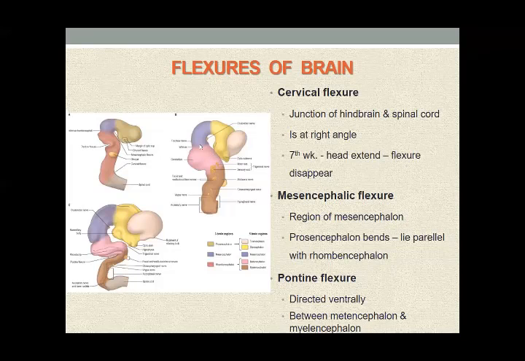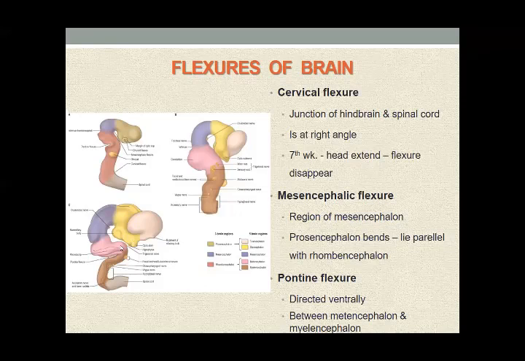hindbrain. This is the metencephalon. Metencephalon is the cranial part of hindbrain, the cranial part of rhombencephalon. So the prosencephalon, the forebrain, comes to lie parallel with the rhombencephalon. You can see both are lying parallel to each other.